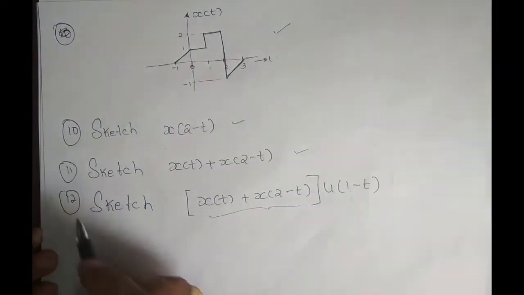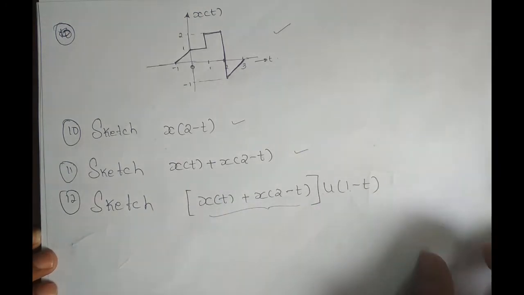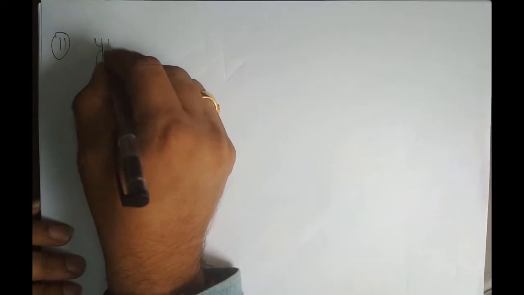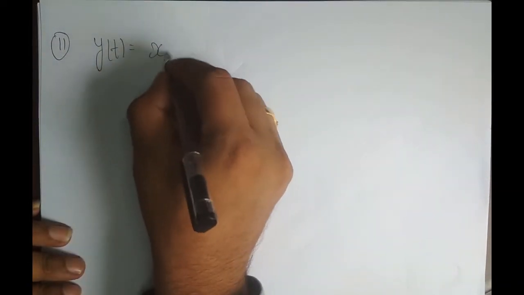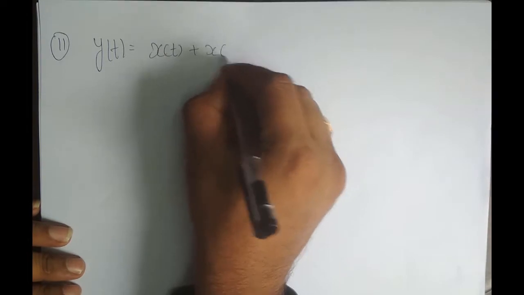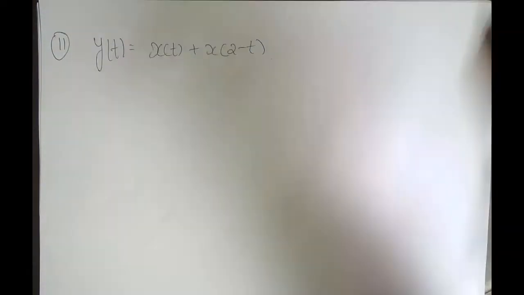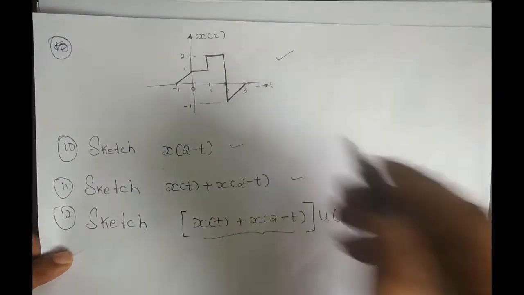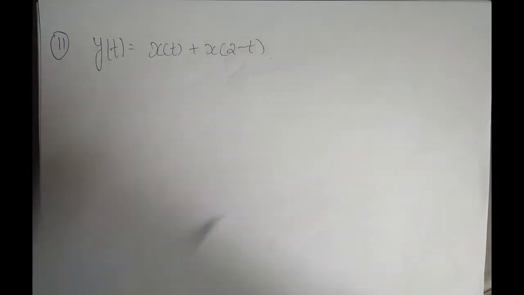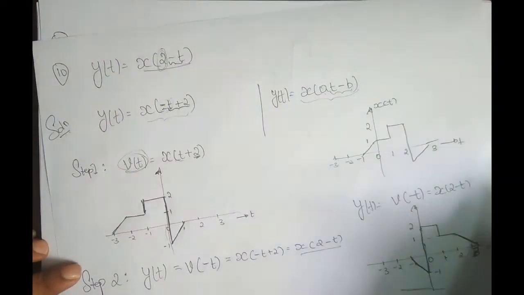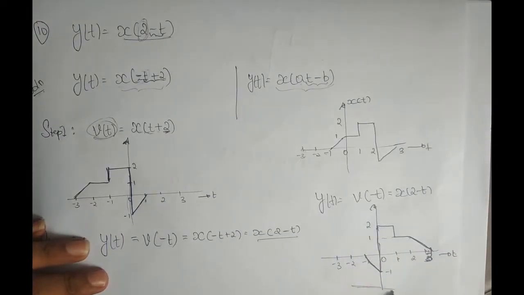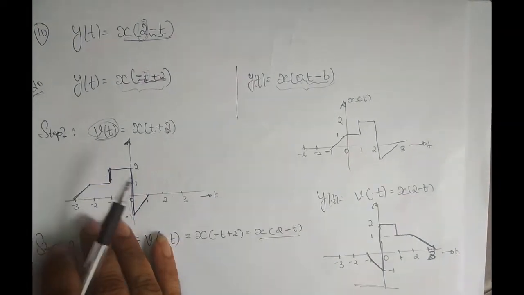Okay, next problem number 11. I need to sketch x of t plus x of 2 minus t, right? Problem number 11. So y of t is equal to x of t plus x of 2 minus t. Okay, so the thing is, we already have these two signals, right? What is our x of t? X of t is this itself, no? And what is x of 2 minus t? We have solved it, right? So x of 2 minus t signal is this signal. So basically I need to add this signal with x of t.